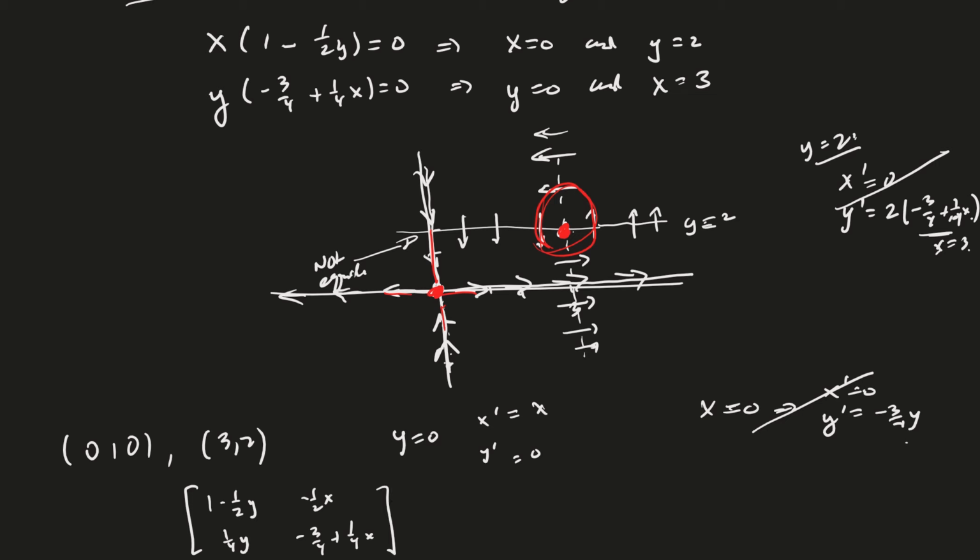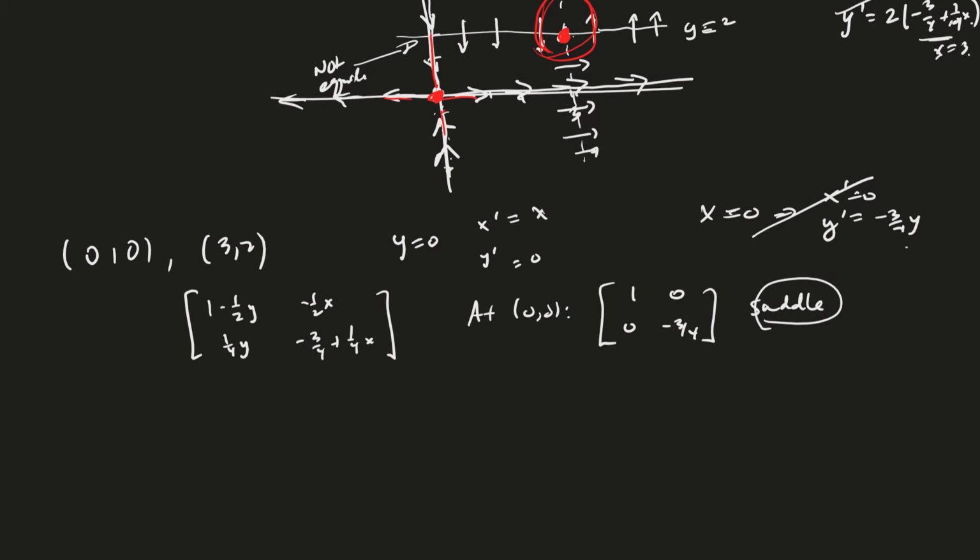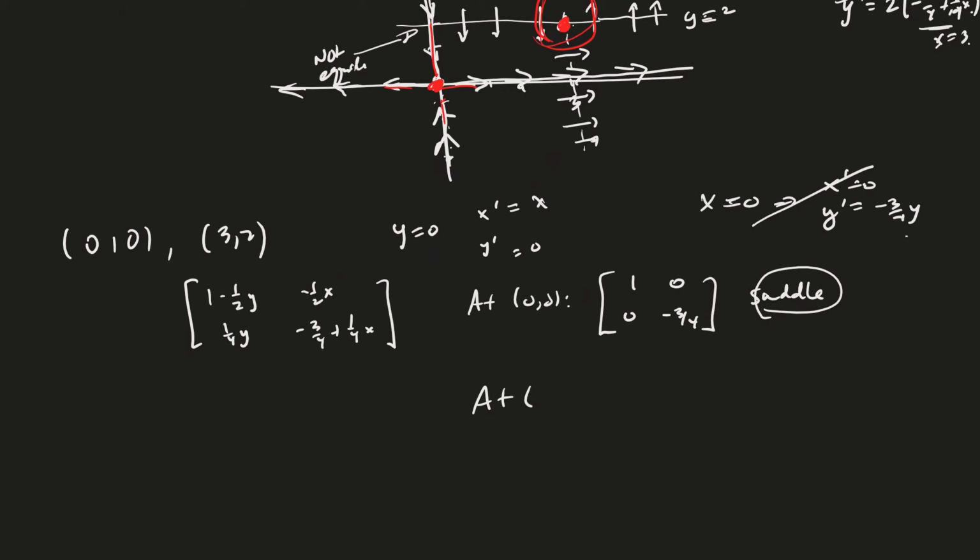Good. So what's going to happen at the origin? We have 1, 0, 0, minus 3/4. And so you can check that that is indeed a saddle, just like we were expecting there. But what happens at the point (3, 2)? At the point (3, 2), I'll let you verify that. It is 0, negative 3/2, 1/2, 0.